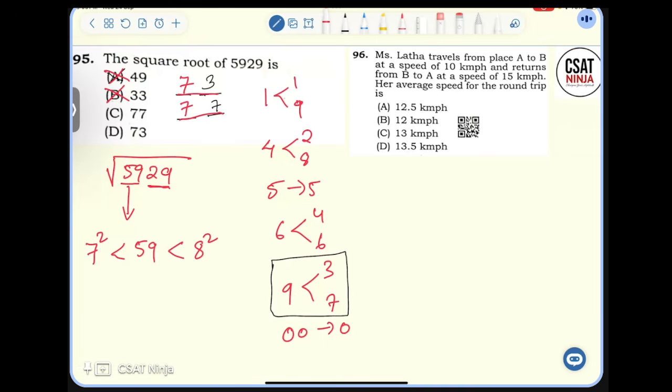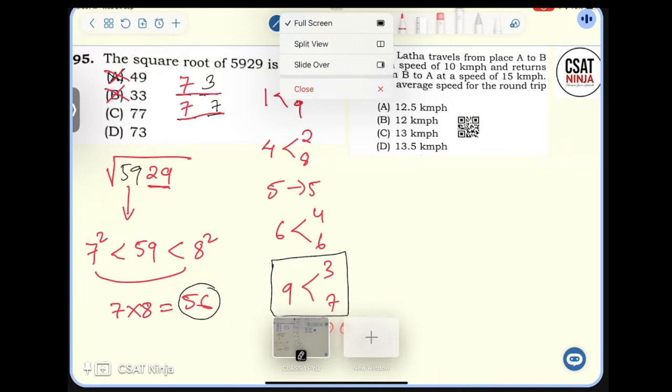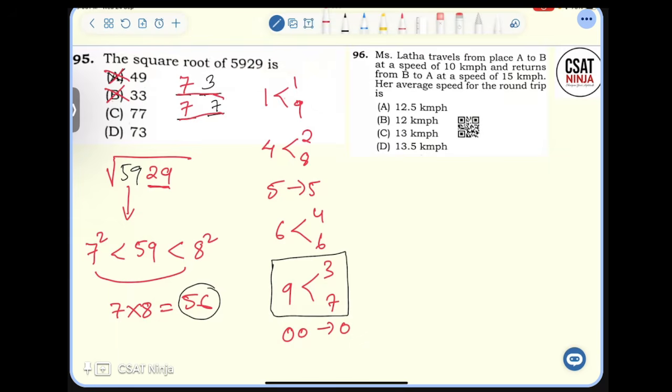How to select between these two? You multiply the smaller number and the bigger number. 7 into 8 is 56. You compare it with 59. 59 is greater than 56, so the greater number will be your answer. In this case, it is 77. Since 59 is greater than 56, that's the reason the greater number is your answer.